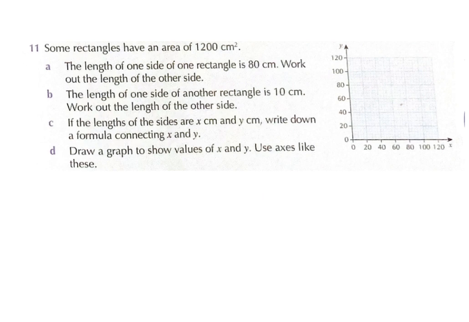Asil, can you read number 11? Some rectangles have an area of 1,200 centimeters squared. The length of one side of one rectangle is 80 centimeters. Work out the length of the other side. Area of a rectangle is length times width. The area is given to you, 1,200. Now if you have the length and need to find the width, you divide. 1,200 divided by 80 equals 15.